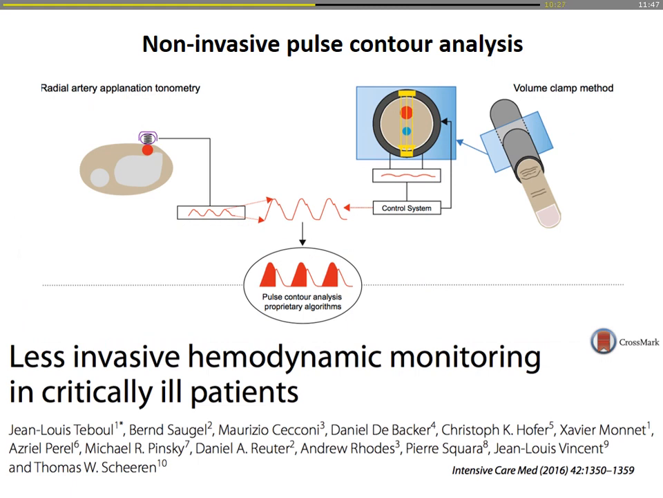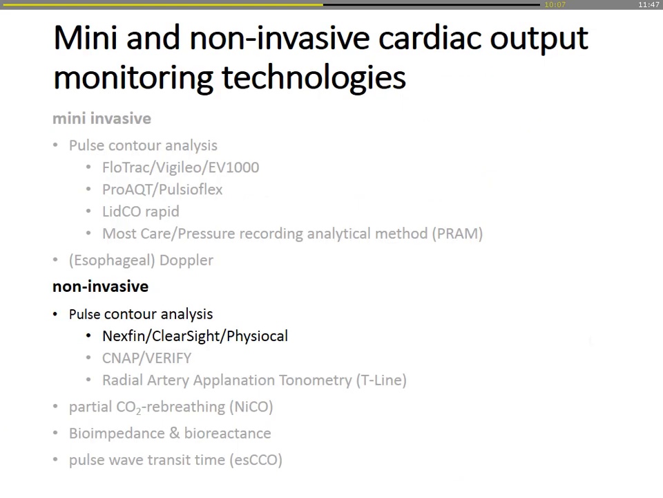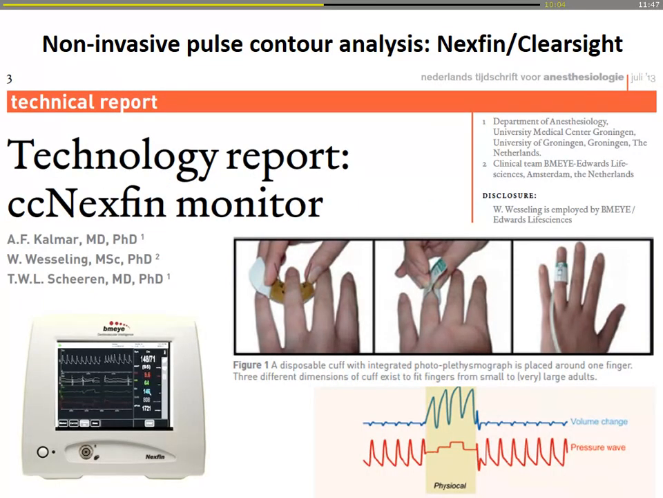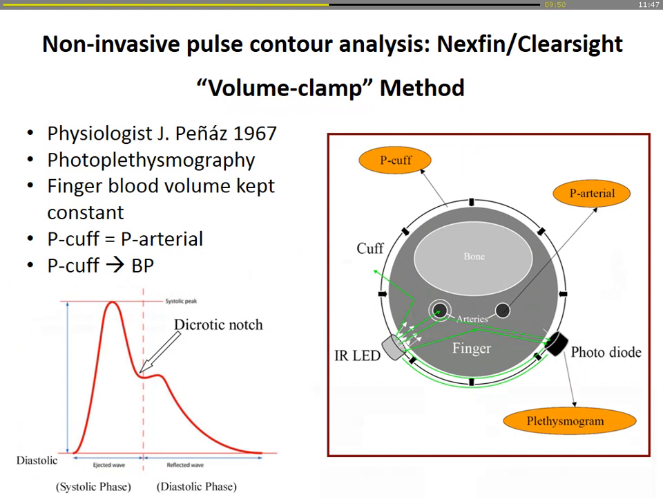With that, we come to the completely non-invasive techniques, which are also based on pulse contour analysis, and there are a number of these techniques out there. Again, they use the arterial pressure signal, but now they don't derive this signal directly from the artery, but they measure the arterial signal differently, and we will discuss those. One technique which I worked a lot with is the Nexfin technology, which was invented by a Dutch company, and we published how it works in this article.